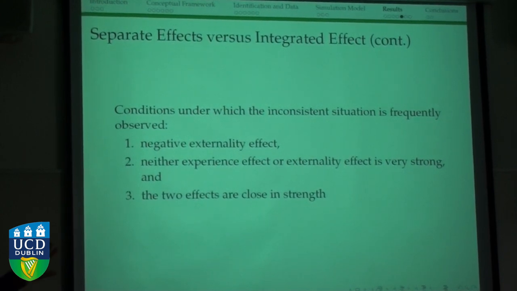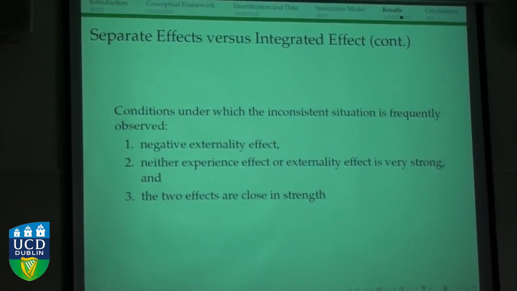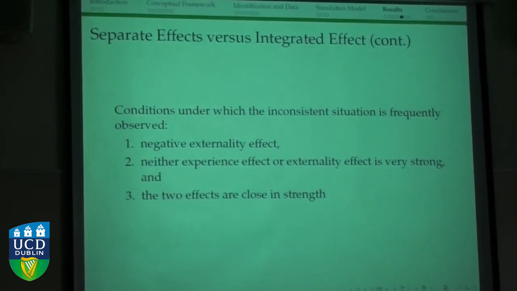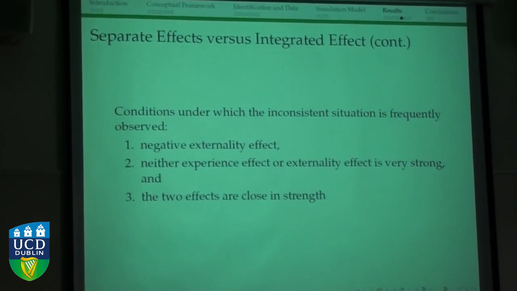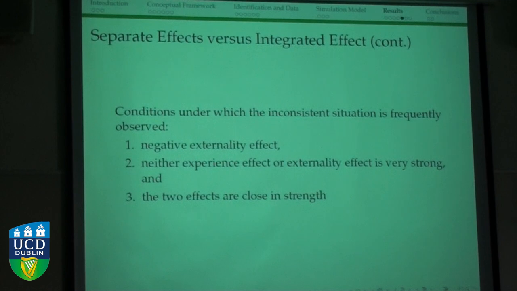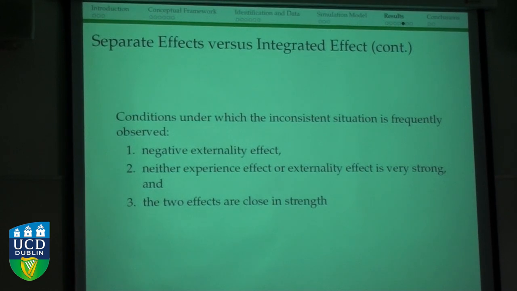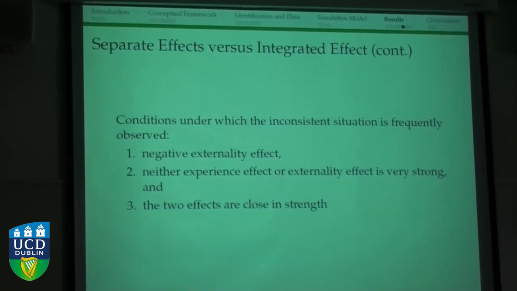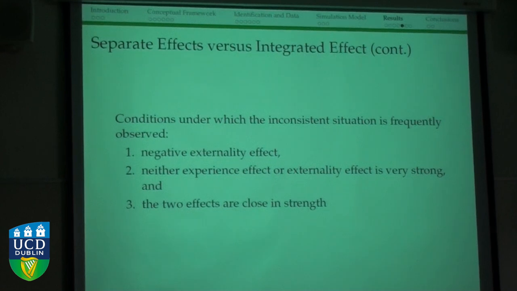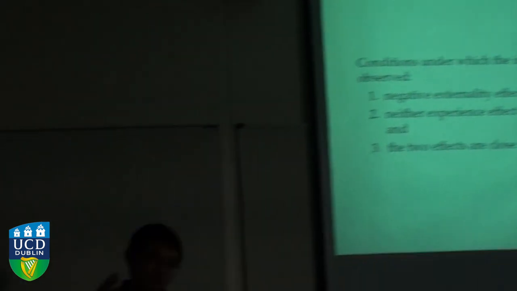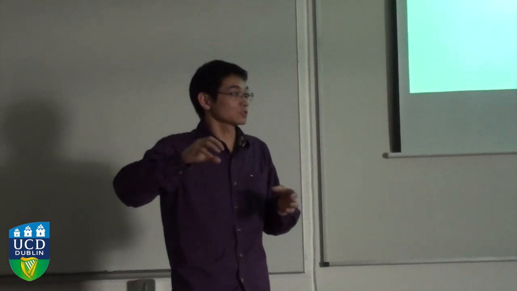First of all, when we have a negative externality effect and the experience effect is defined as positive, then we have both a positive and a negative effect. There's a chance they can offset each other. When they offset, we find the integrated effect is not significant. Also, neither of them should be very strong. If one of them is very strong, when you put them together, the integrated effect will be strong.